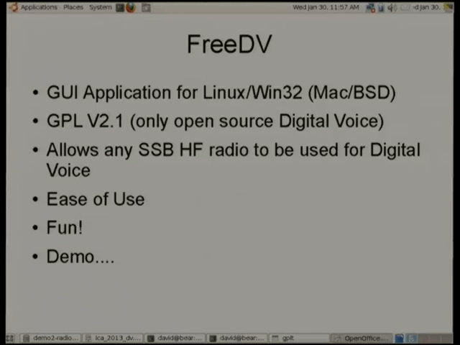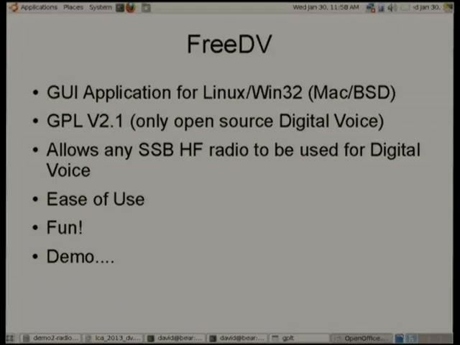It's all GPL version 2.1, the only open source digital application that we know of, and it allows any SSB radio to be used for digital voice. There's been quite a lot of experience over the past few years of ham radio operators working with this sort of software. We've incorporated that experience to make it easy to use, and it's kind of fun. It's got some neat GUIs and things to play with.